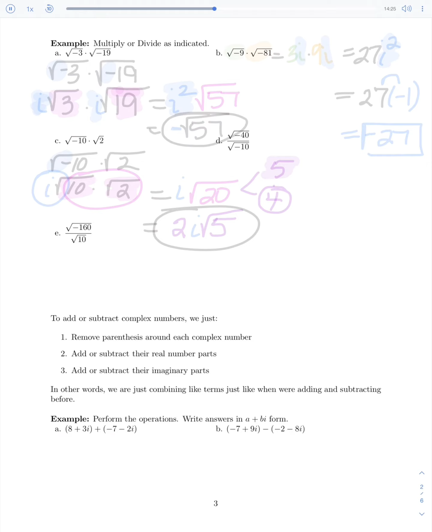Let's continue right along. Let's take a look at this next group of examples. Same idea. We've got the square root of -3 times the square root of -19. Notice both of these have negatives inside of their square root, so we're going to break out those negatives. They will turn into i's. So we'll end up with an i in front of our square root of 3, and an i in front of our square root of 19.